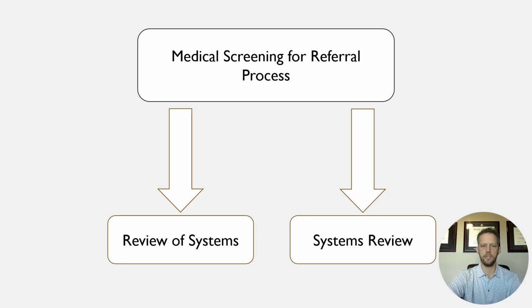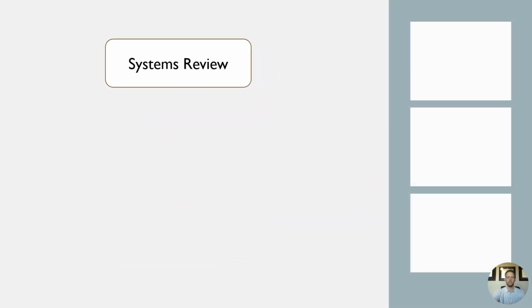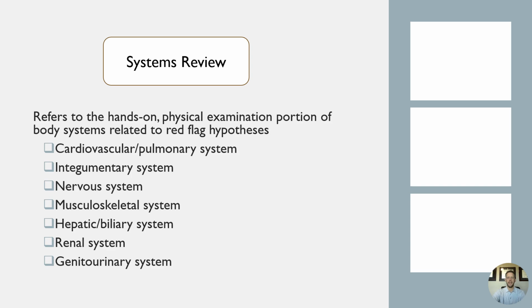So the systems review is referring to the hands-on physical examination portion of different body systems that are related to your red flag hypotheses. In other words, you can see this list of all the different body systems. We wouldn't do a physical exam for every body system, only the ones that we think the signs and symptoms are correlated to.